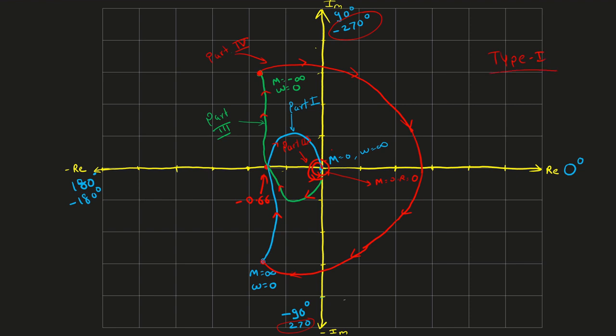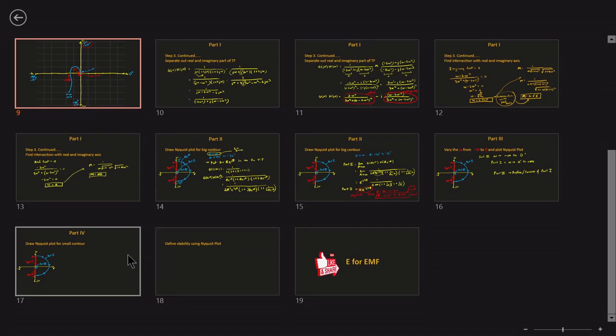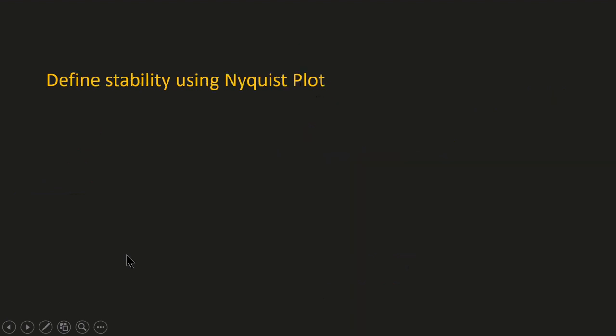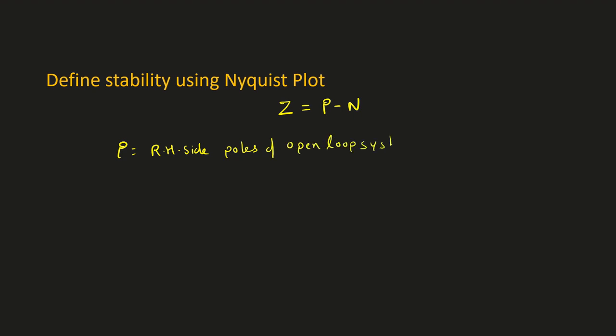So let's determine the closed loop stability of the system using this Nyquist plot. To determine stability, you need to remember only one formula, that is Z is equal to P minus N. What is P? P is the number of right hand side poles of the open loop system. Our open loop system G of S, H of S is 1 upon S, 1 plus S, 1 plus 2S. So this system has no pole on the right hand side. So the value of P is 0.